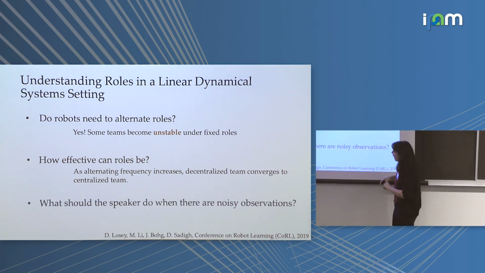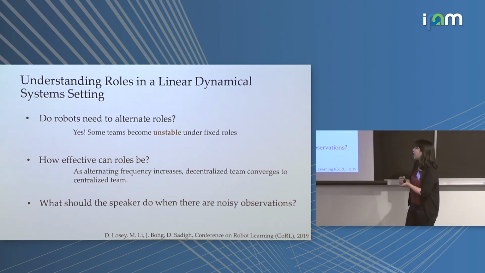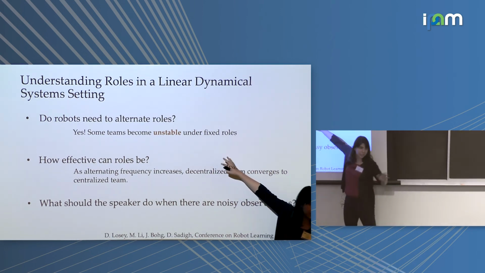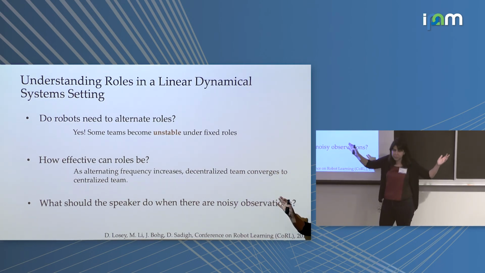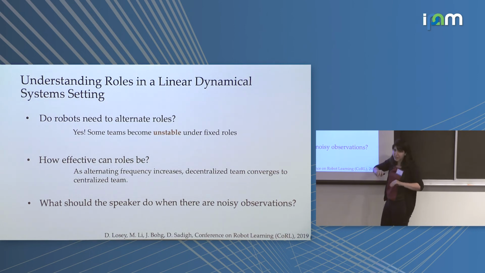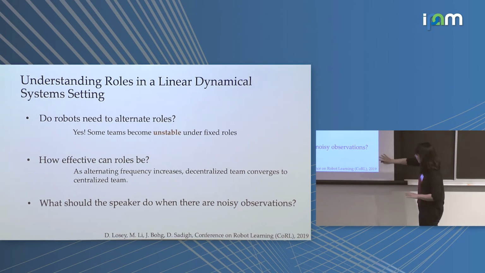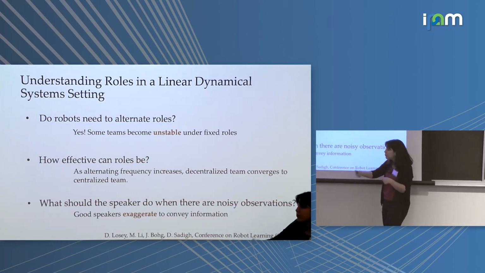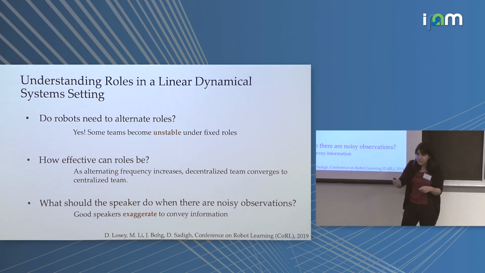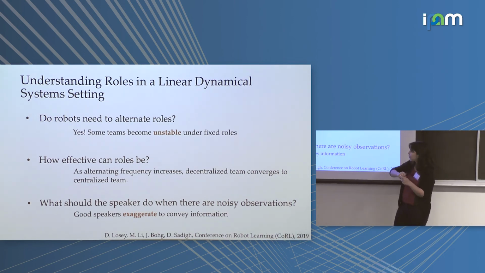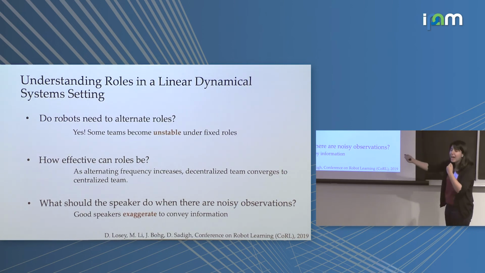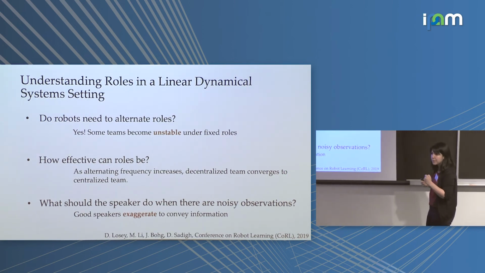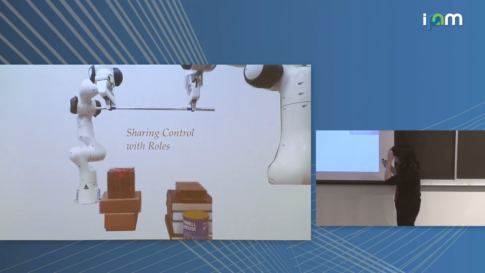Another interesting thing is that in these cases, the linear model doesn't have any noise. It's just the x dot equals Ax plus Bu version of it. But if you add noise, then for a specific type of noise, I think it was zero-mean noise, you can actually achieve the task by alternating roles. And better speakers are speakers that end up exaggerating. Remember I was talking about active information giving? If you're exaggerating and using legible motion, you can actually convey this information.